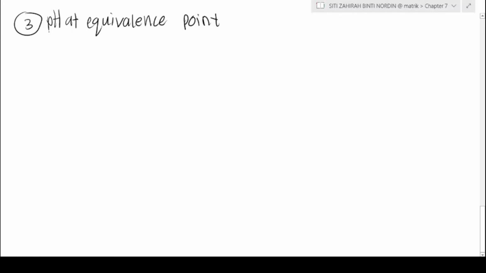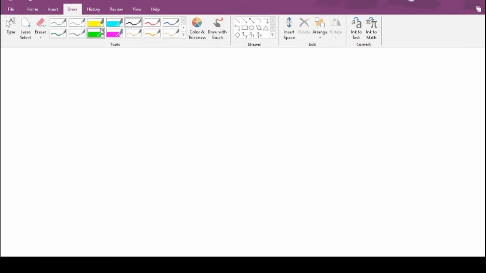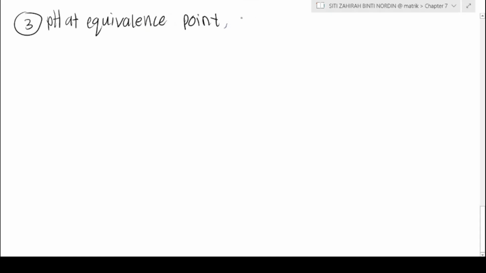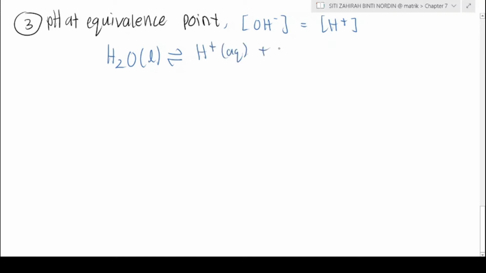The third point is to find the pH at equivalent point. So you must know this. At equivalent point, the concentration of hydroxide ion is the same as that of hydrogen ion. So from this equation, we've done this before earlier in chapter 7. So where can we get both of these? That is from the dissociation of water. So we form hydrogen ion and hydroxide ion from the dissociation of water.